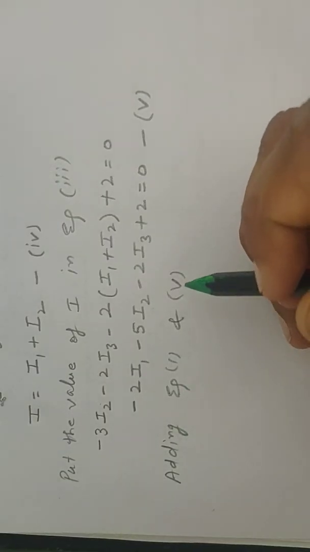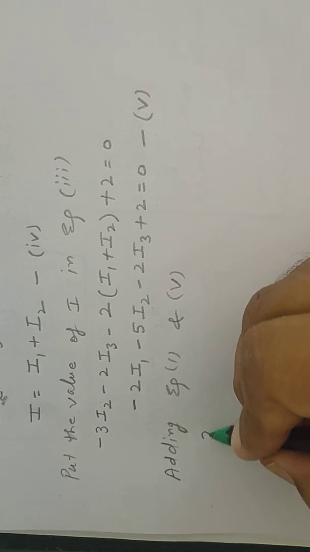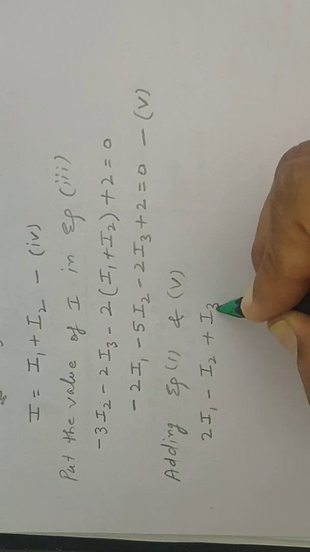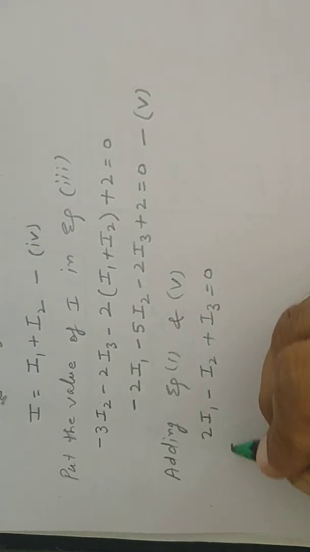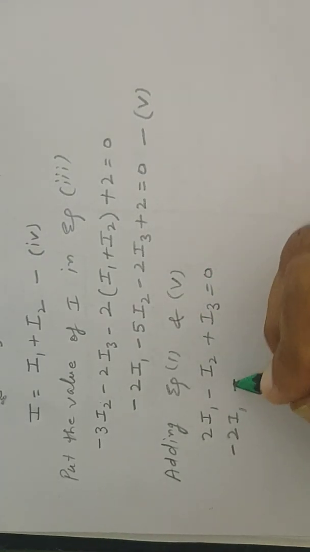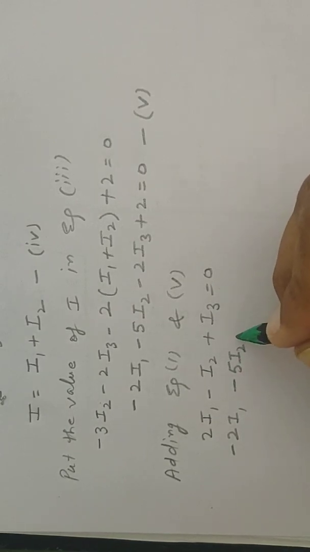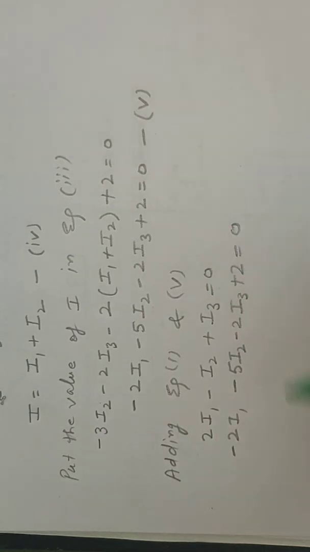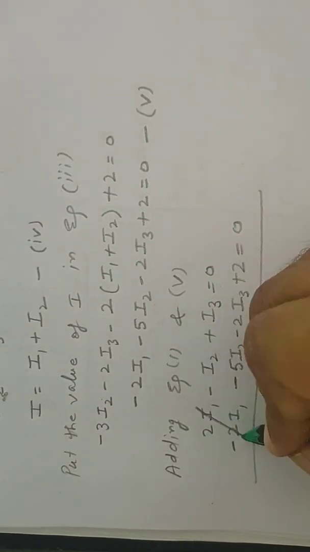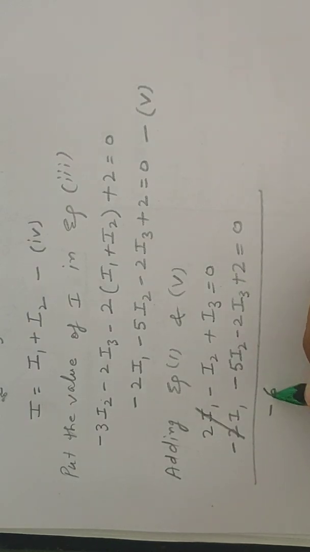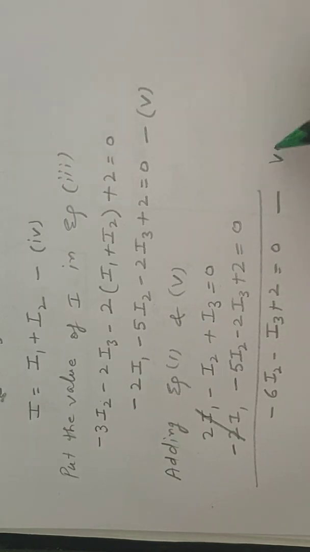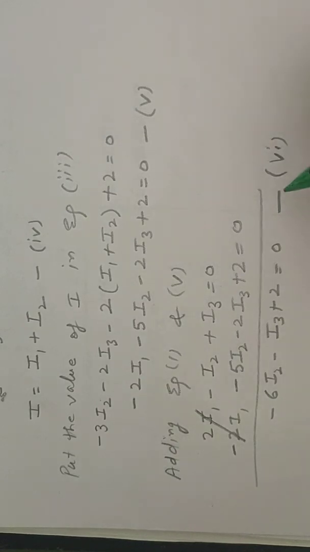Adding equation first and 5: 2 I1 minus I2 plus I3 equal to 0, and minus 2 I1 minus 5 I2 minus 2 I3 plus 2 equal to 0. So we get here minus 6 I2 minus I3 plus 2 equal to 0. We give it equation number 6.